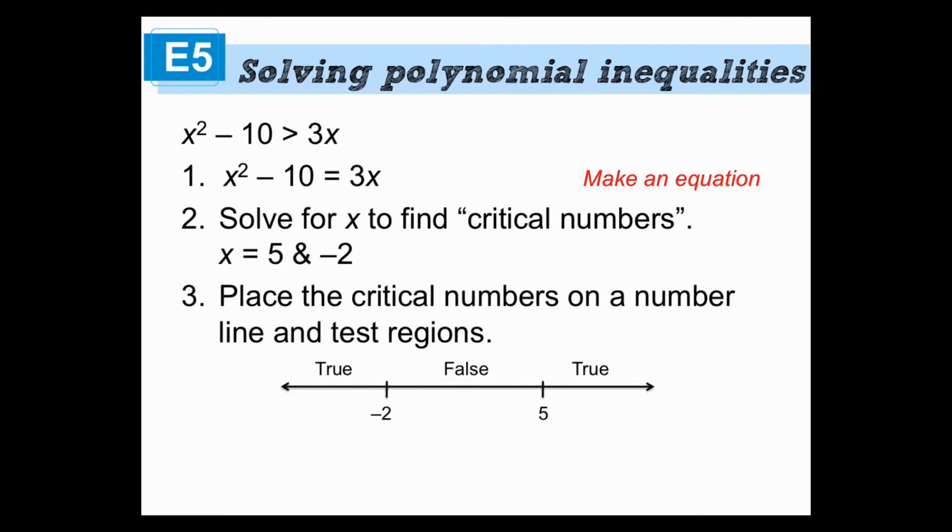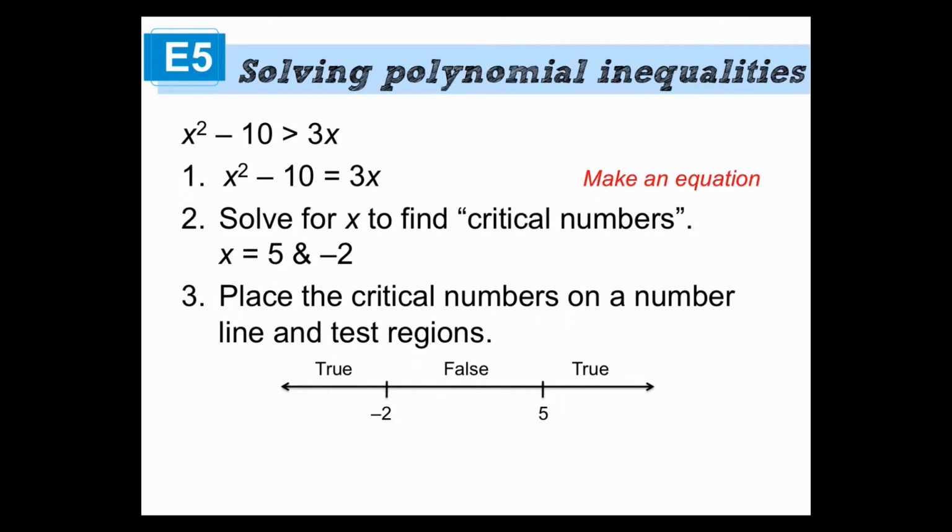Now, realistically speaking, do you need to use Boolean logic? I hope not. What would be a good number to pick in the center here? 0. So plug it in up here. 0 minus 10 is negative. Is a negative number greater than 0? No, that's false. What's a good number to pick over here? -3 would work just great. Plug -3 in there, figure it out.